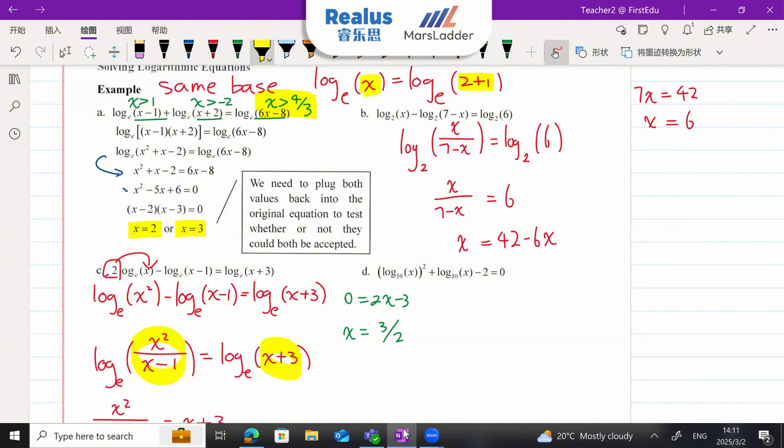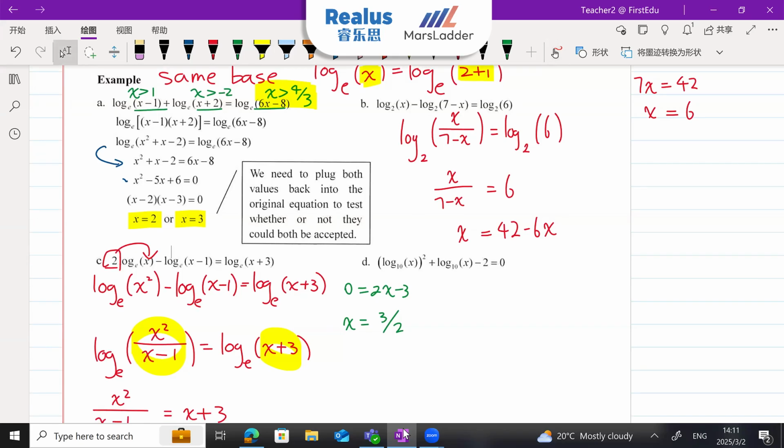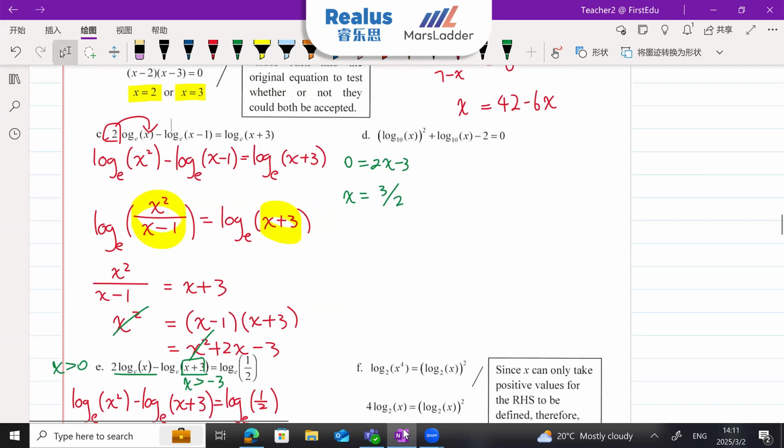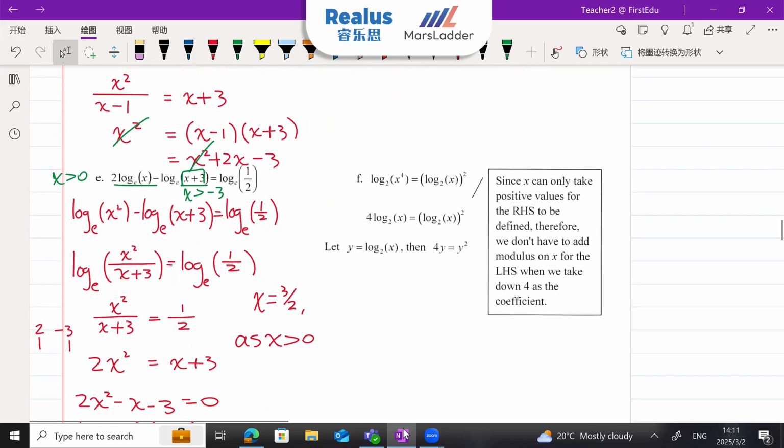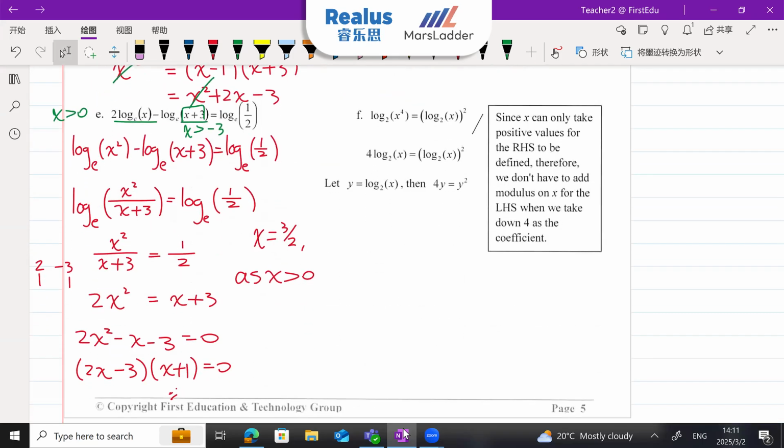Okay, so you can do the same with the other ones, but A, B, C, none of them actually have this. None of them actually ask you to reject a solution all the way until D, when one of the solutions actually does not fit the domain. Okay, so just make sure to check that. It is so important for logs, because you turn it into a quadratic or linear and then you solve that and you forget all about how you're actually working with logs.